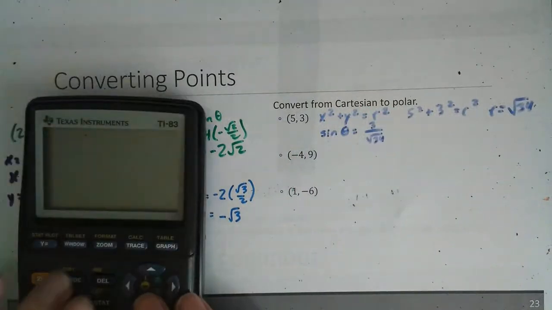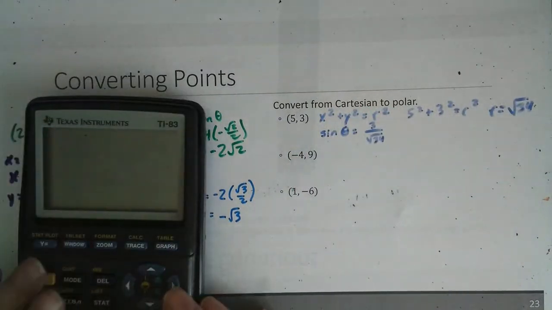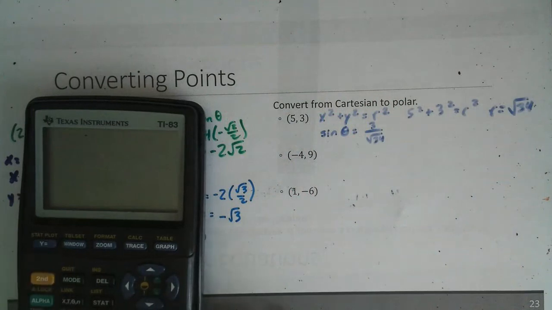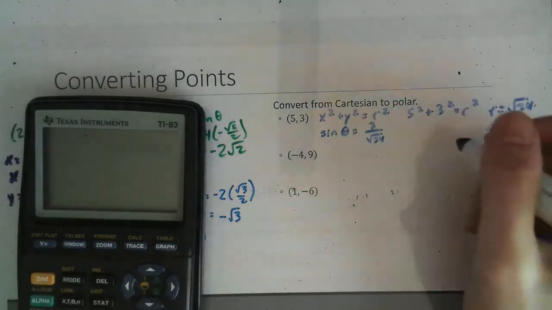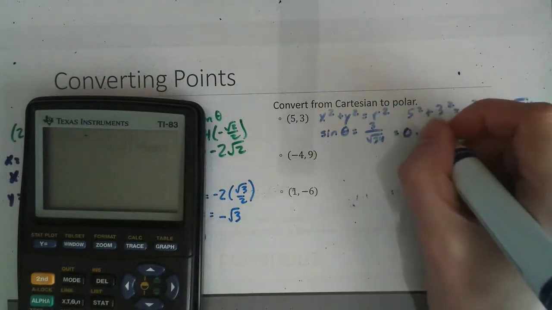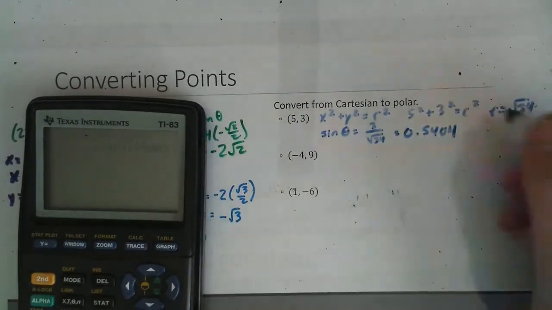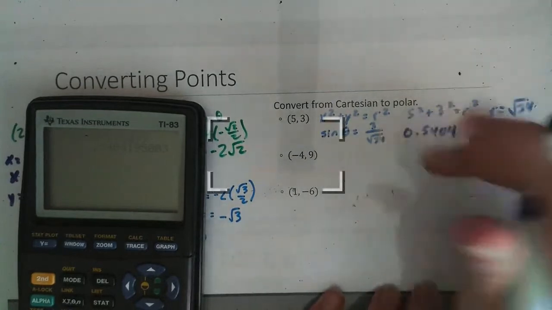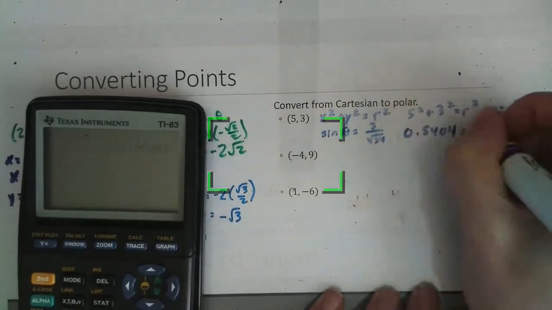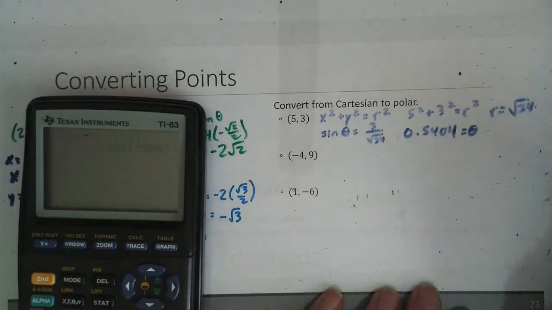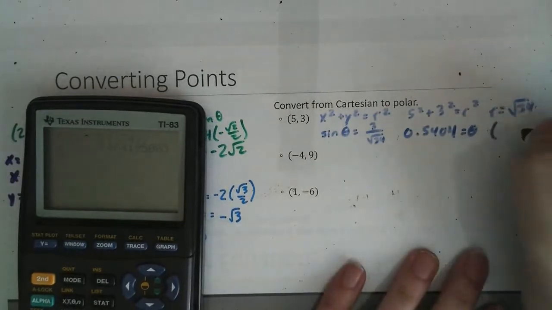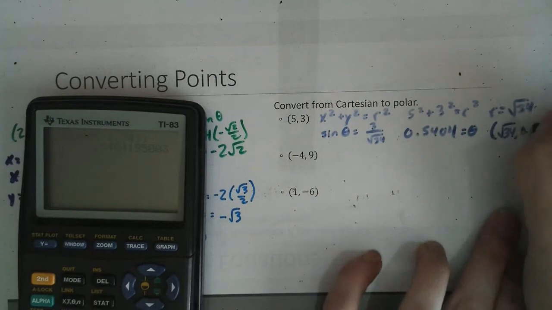We're not in triangle world anymore, so let's switch to radians. The inverse sine of 3 divided by the square root of 34 is 0.5404. We have an r and we have a theta. Whoops. This is theta because I took the inverse sine of it. So our ordered pair is the square root of 34 comma 0.5404.